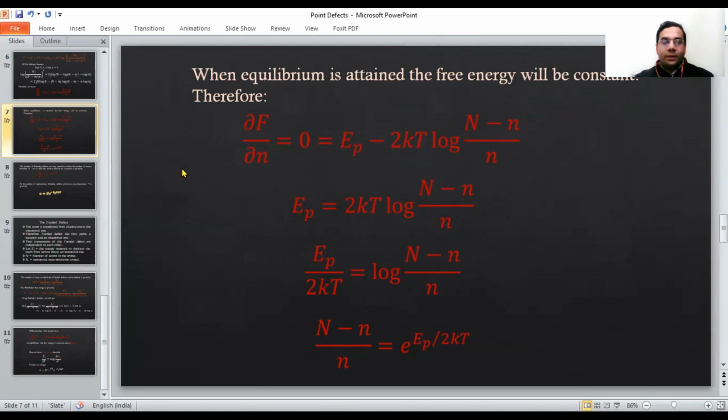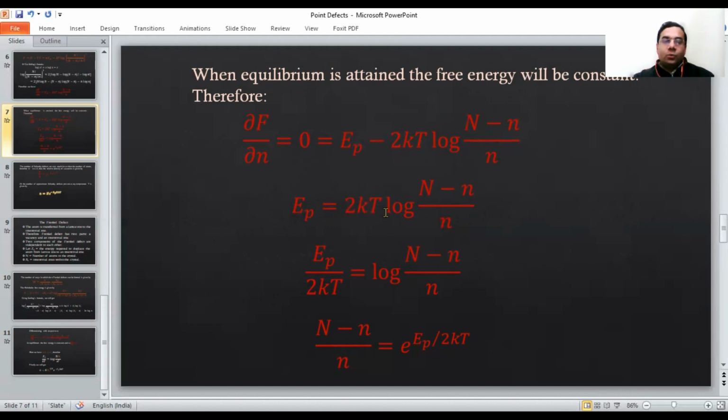Now when the equilibrium is attained, the free energy will be constant. Therefore, ∂F/∂n should be equal to 0. Now put the value of ∂F/∂n from the previous equation. Now this will be Ep minus 2kT log (N minus n) by n is equal to 0. Now from this equation, find the value of Ep. Now Ep will be equal to 2kT log (N minus n) by n.